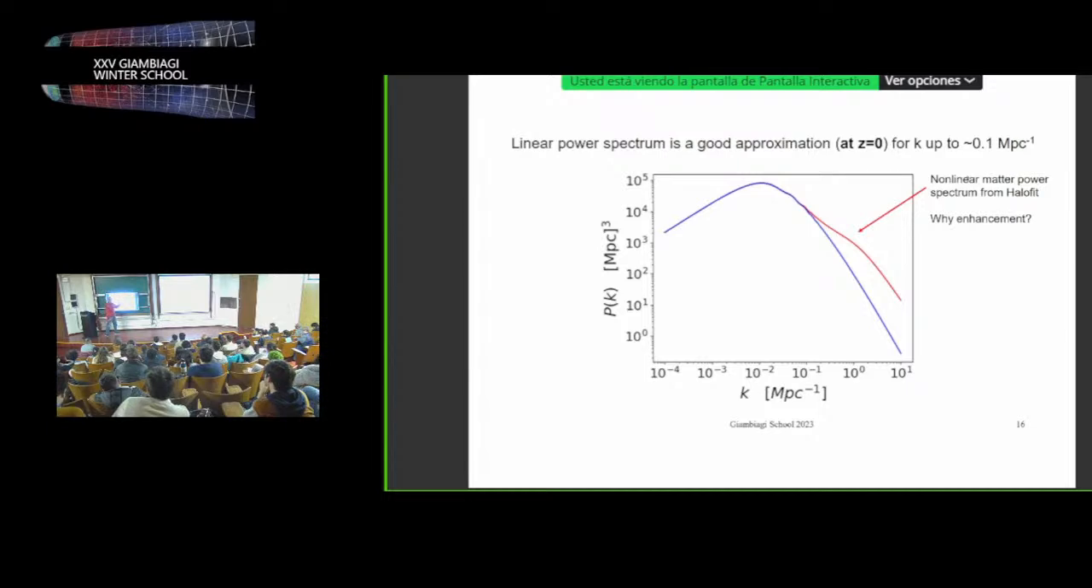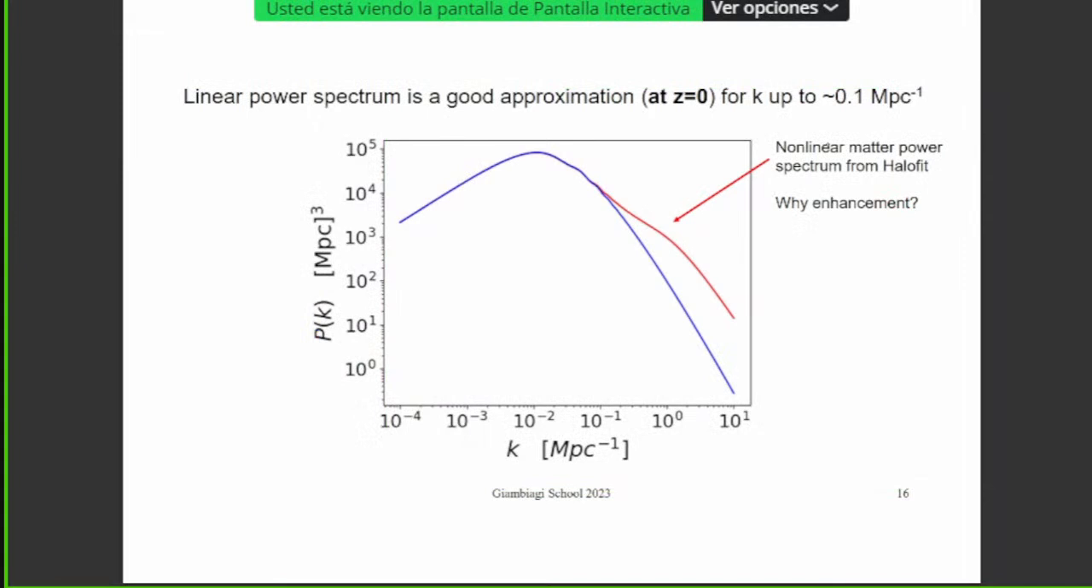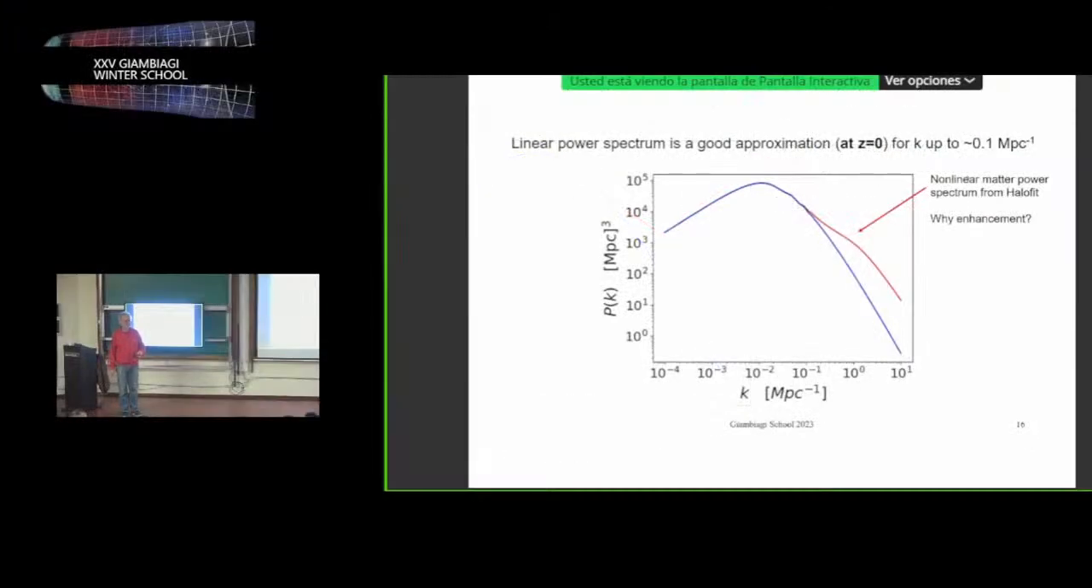And before you ask the question, I ask the question. So why do you think the shift is upwards? Why is there an enhancement in power at small scales? I ask first.